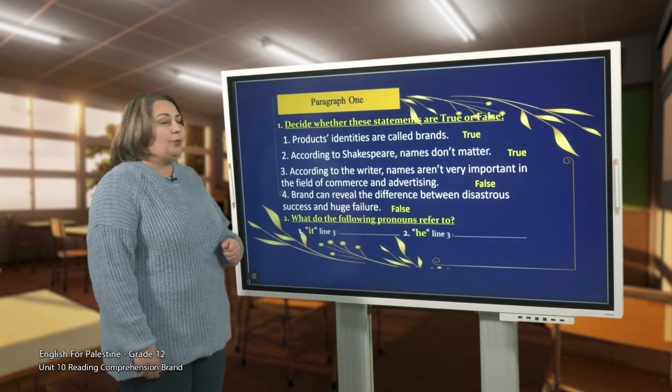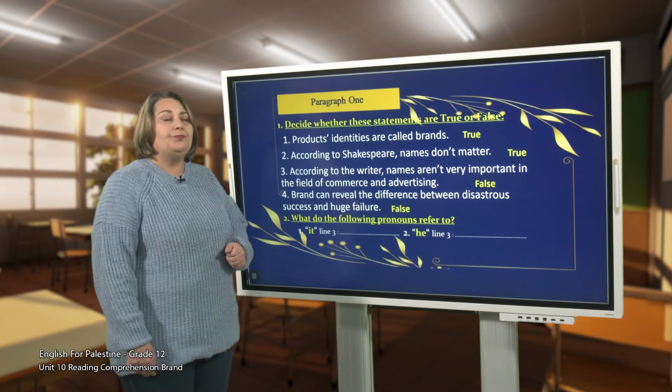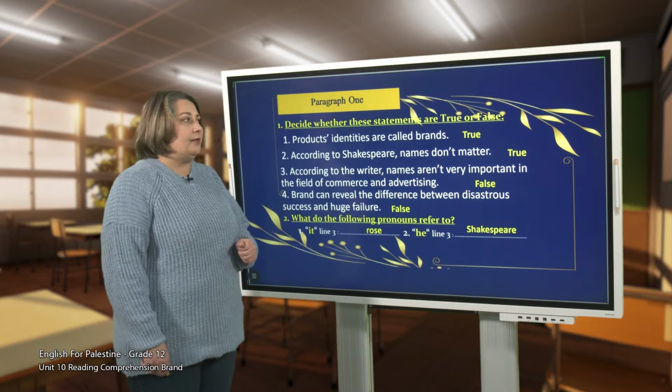Now, let's check your pronoun references. It, line 3, refers to Rose. Very good. Number 2, he, line 3, refers to, yes, to Shakespeare. Excellent, everyone.